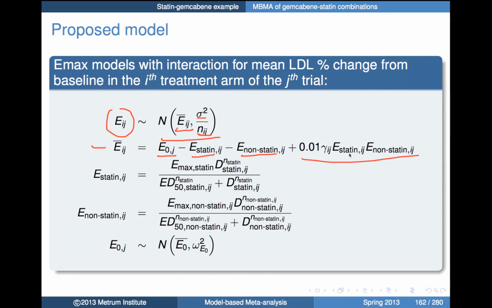And then we have an interaction component at the end, where we're going to take our E-statin, basically our statin effect, and our non-statin effect. They're being multiplied, and then you get this 0.01 scalar and a parameter to be estimated, this gamma ij.